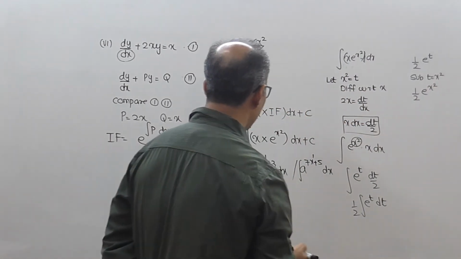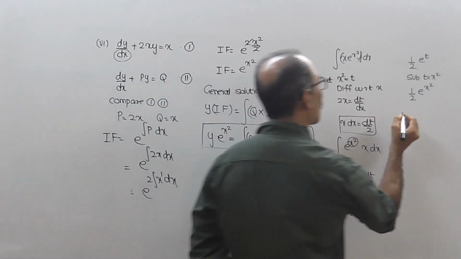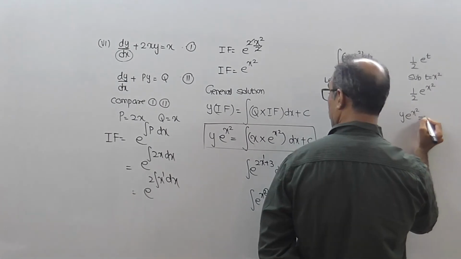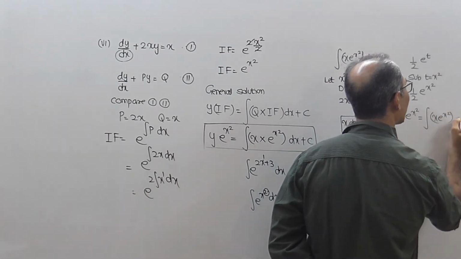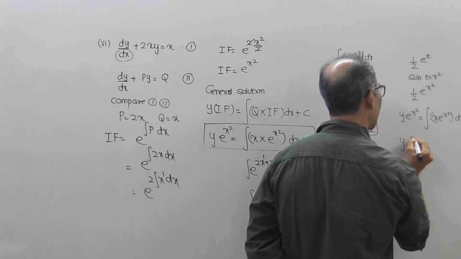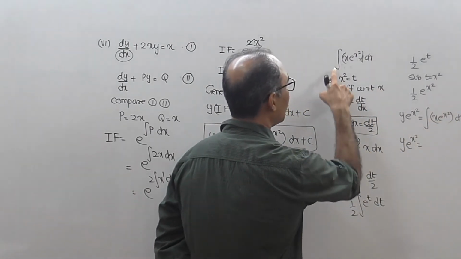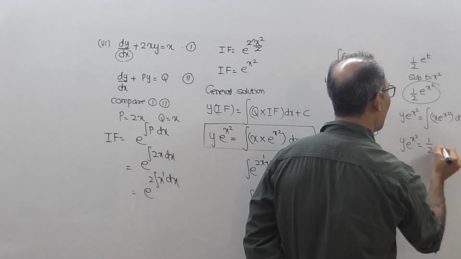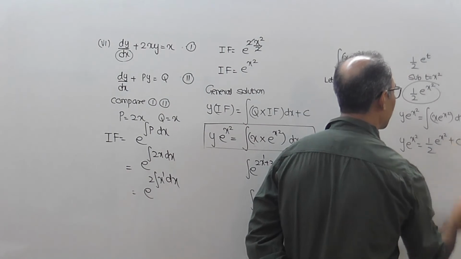Where did we leave this step earlier? We left it here, so copy that step back. We had y e raised to x square equal to integration x e raised to x square dx, and plus c. So this is y e raised to x square, and its complete integration, the answer, is here. This will be half e raised to x square plus c.